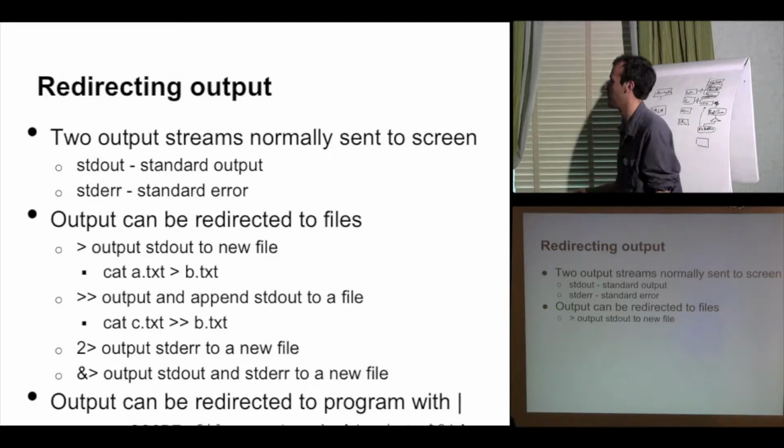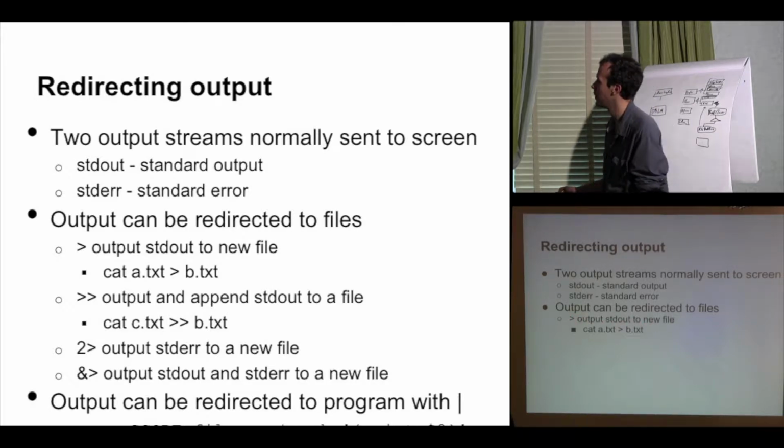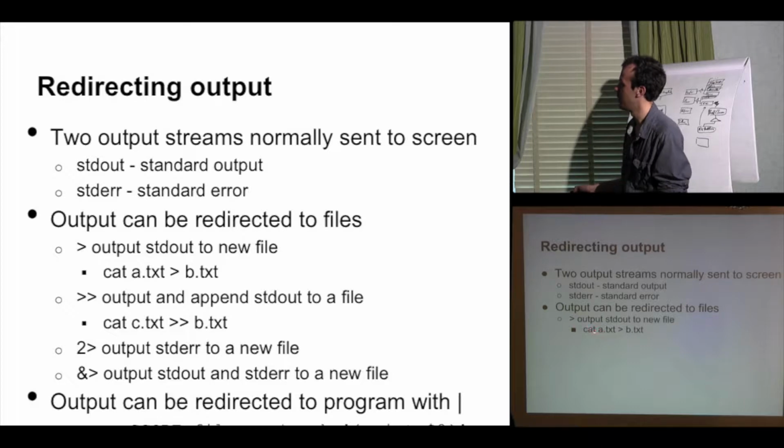So we can redirect output to files. If you have your command and then a greater than symbol and then the name of a file, it will output to that file. So cat, which stands for concatenate, will take the file that you give it and just print it to the screen. But if we have this little arrow here, it will instead print it to this file, b.txt. This will create the file if it doesn't exist, or overwrite it if it does.